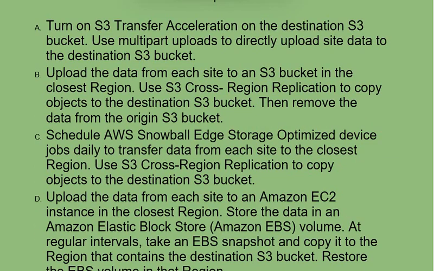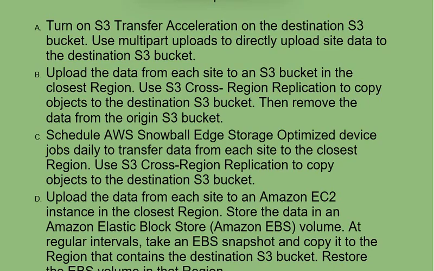Option A, turn on S3 Transfer Acceleration on the destination S3 bucket. Use multipart uploads to directly upload site data to the destination S3 bucket. Option B, upload the data from each site to an S3 bucket in the closest region. Use S3 cross-region replication to copy objects to the destination S3 bucket. Then remove the data from the origin S3 bucket.